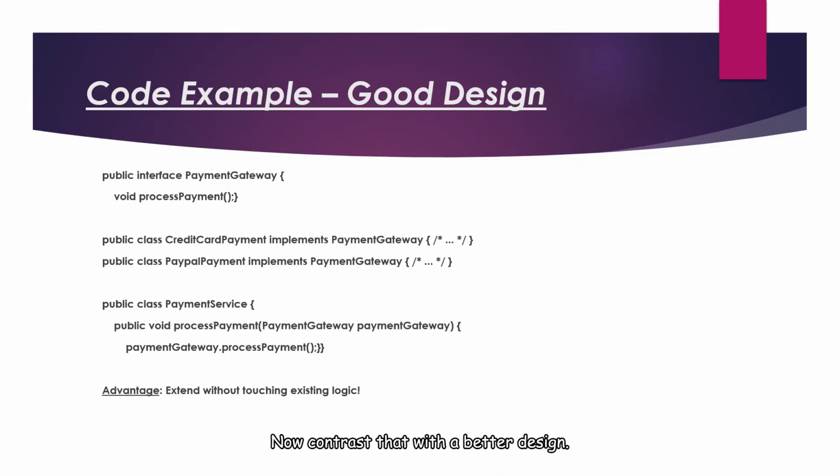Now contrast that with a better design. Here we define a payment gateway interface. Each specific method, like credit card payment or PayPal payment, implements this interface with its own logic. The payment service now depends on the abstraction, not the concrete classes. To add a new payment type, we simply create a new class implementing the interface. No changes needed in existing tested code. This design is safer, cleaner, and scales beautifully with new business needs.